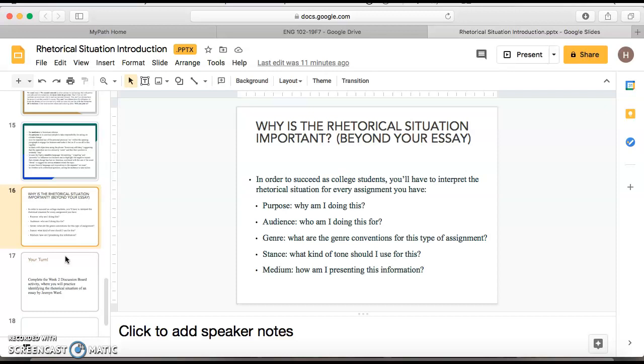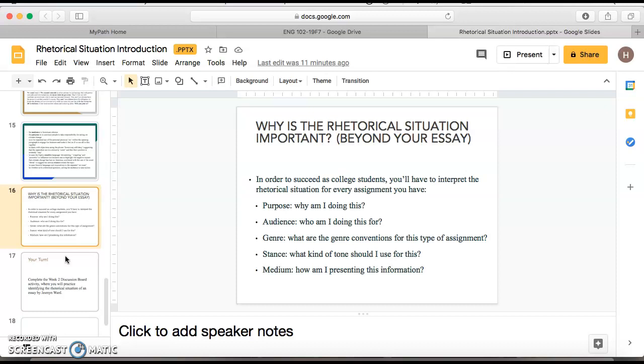Think about the genre conventions for this type of assignment. Do they want you to use a citation format like APA? Do they expect you to use paragraphs? Do they expect you to use complete sentences? Ask those questions every single time.